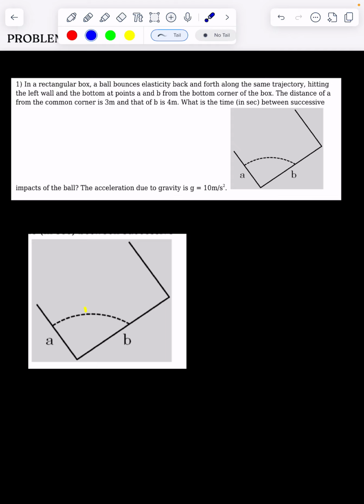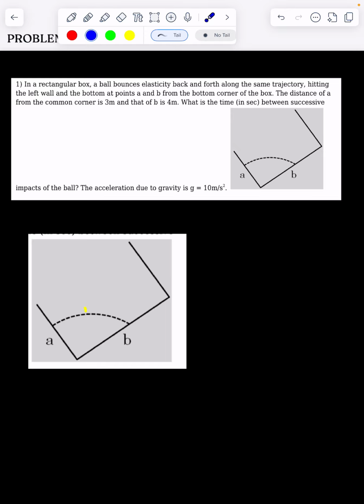So here is one of the interesting problems. I have taken it from Prescore. Here is the statement of the problem. In a rectangular box, a ball bounces elastically back and forth along the same trajectory, hitting the left wall and the bottom at points A and B from the bottom corner of the box. The distance of A from the common corner is 3 meter and that of B is 4 meter. What is the time in seconds between successive impacts of the ball? The acceleration due to gravity is given as 10 meter per second square.